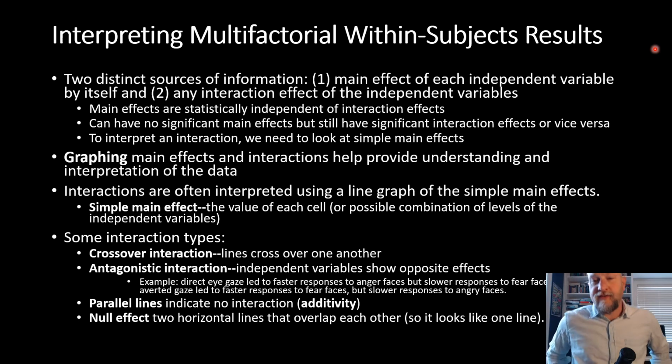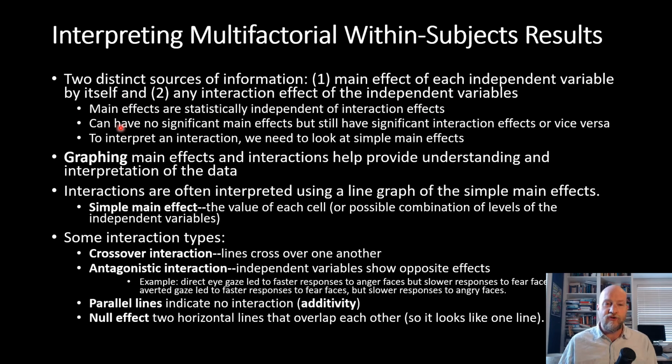So, as I said, we have two distinct sources of information. We have the main effect and we have the interactions. And the main effects are statistically independent of interaction effects. You can have no main effect, which we're going to look at an example of in a minute, and still have a significant interaction, or vice versa. You can have two statistically significant main effects for each variable, but no interaction whatsoever. They can just operate independently of one another to have an impact on the dependent variable.